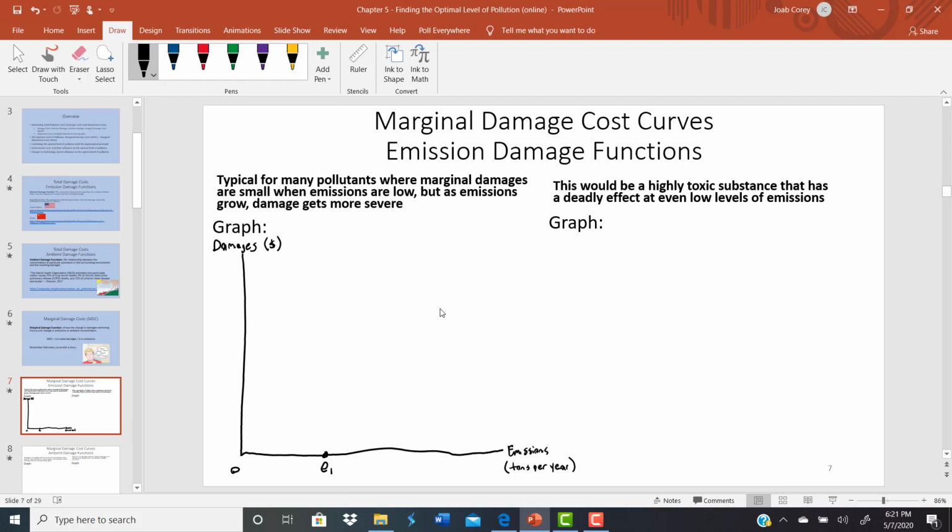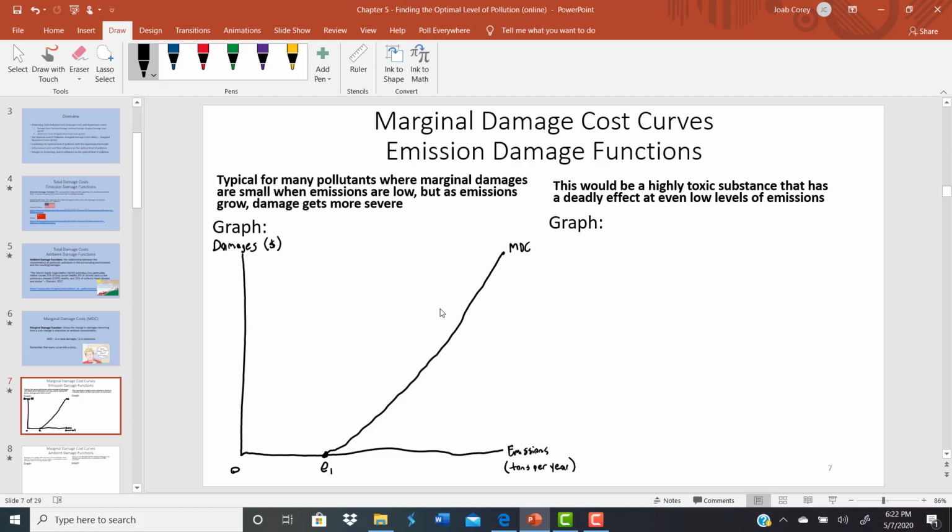But then once you start to emit beyond that level, then you're going to start to see some costs as a result. And so you might have a marginal damage cost curve that looks something like that, right? So again, there's no damages at first as long as the amount of pollution is below the Earth's assimilative capacity, right? But then after an increase in the number of emissions beyond that assimilative capacity, you're going to start to see some damage.